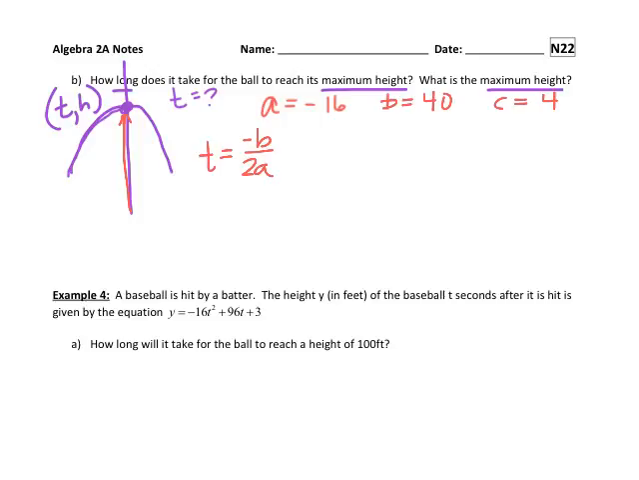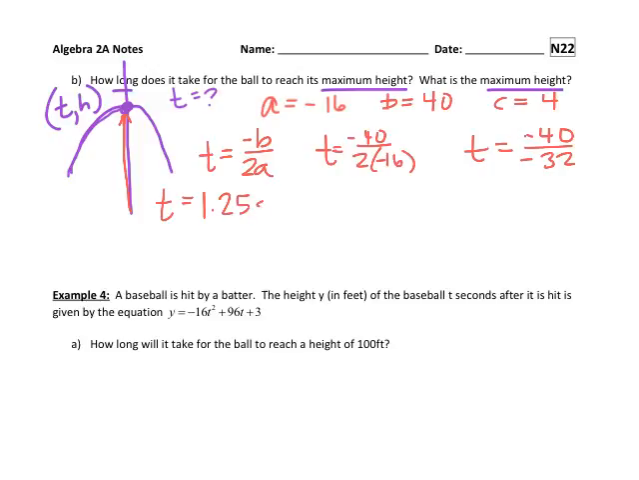All right, and so let's go ahead and see if we plug this information in. So I have t is equal to negative 40 over 2 times negative 16, and so t is going to equal negative 40 over negative 32, and I can reduce that so that t is equal to 1.25 seconds. 40 divided by 32 is 1.25. And now I know how long it takes for it to reach its maximum height, but now I need to find out what is its maximum height.